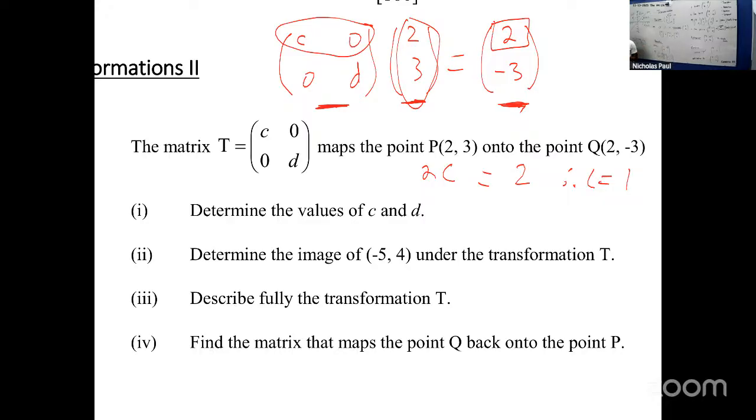Do it again. Multiply (0, D) by (2, 3). What will you get? You will get 3D is equal to -3, and D is how much? -1. So if you don't remember this, you know how to work it out. Everybody clear? So the answer is (1, 0; 0, -1). Copy down this method. Always remember, transformation matrix by the object given here.